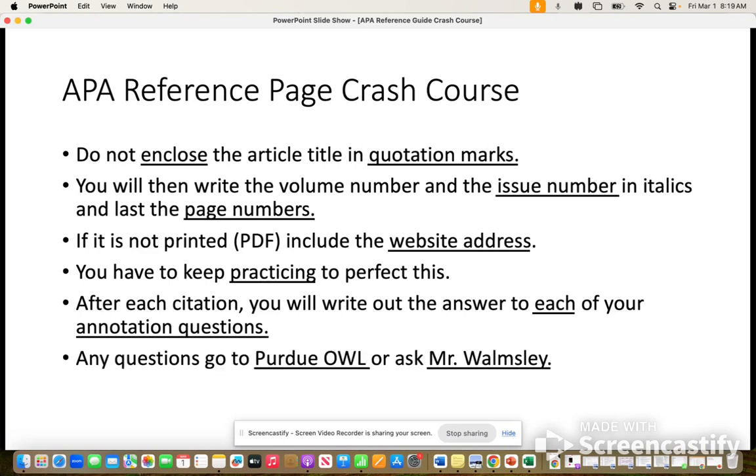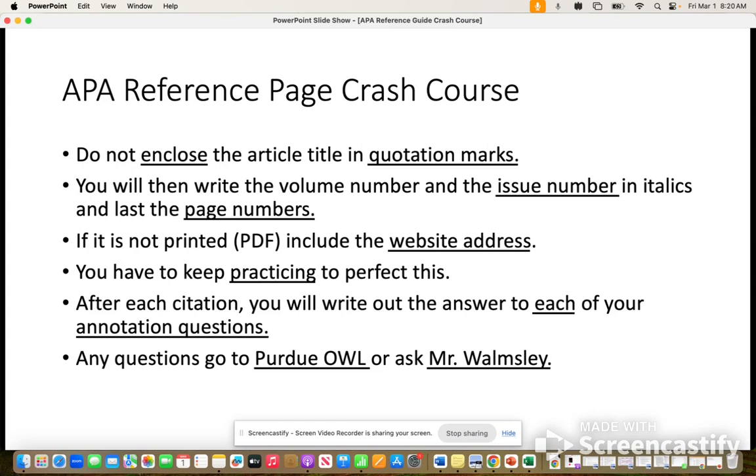Okay. Any questions? There's a website that's famous for this. You can go to Purdue OWL. Just type Purdue OWL into your search bar and then search up APA. It'll give you all kinds of information about this. Or, of course, just ask me. I'll show you how to do it. Okay? All right. We got all these words?